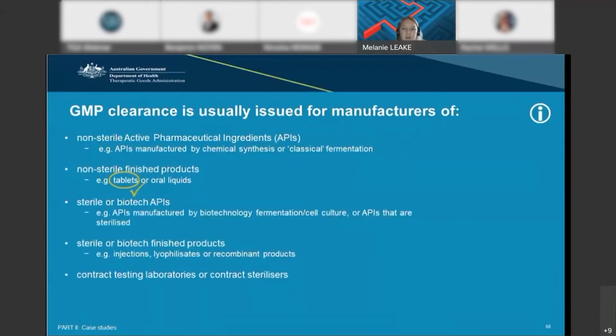The tool also asks Susie to check if her type of product can be issued with a GMP clearance. GMP clearance can be issued for manufacturers of non-sterile active pharmaceutical ingredients or APIs, non-sterile finished products, sterile or biotech APIs, sterile or biotech finished products, and contract testing laboratories. She sees that she can get GMP clearance for her non-sterile product, which are tablets.